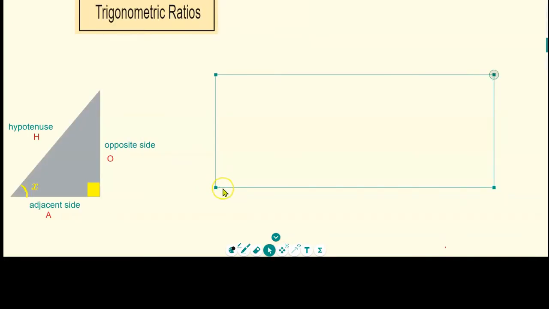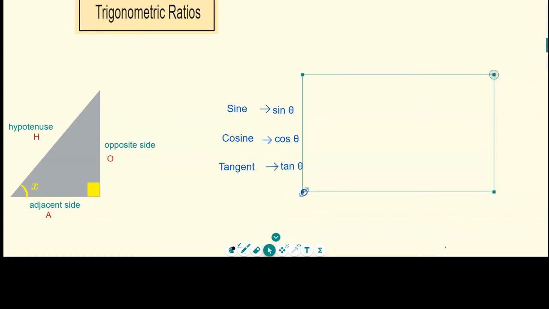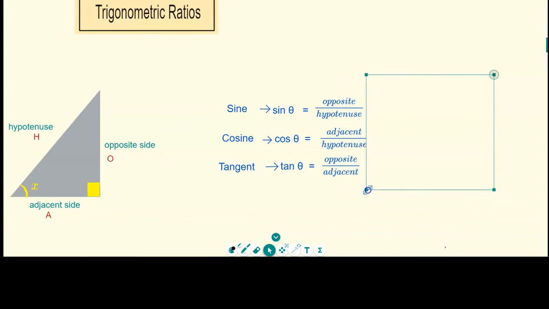We use trigonometric ratios to find missing sides or angles of a right-angled triangle. So these three ratios are what we call sine, cosine, and tangent. These can be shortened to sin of any angle, in this case theta or x, then cos and tan. Sine theta, or sine of any angle, is the opposite side over the hypotenuse. Cos is adjacent side over hypotenuse, and tan is the opposite side over adjacent.